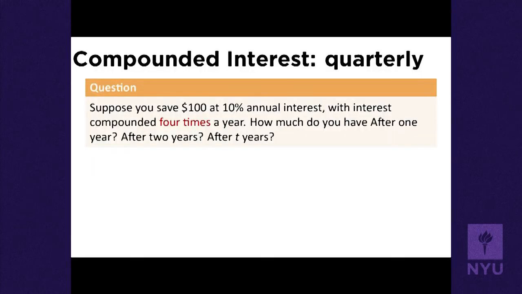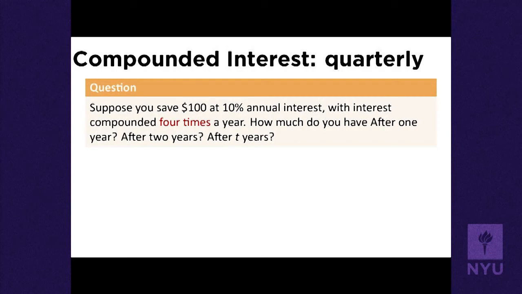Now let's say that you have the same savings account. You put in $100. You still get the 10% annual interest, but the bank has now decided to compound it quarterly. So every 3 months, you get a little interest thrown into your bank account. The question again is, how much do you have after 1 year, after 2 years, and then after some general amount, t years? Well, after 1 year, how many times have we gotten interest? We've gotten 4 times.